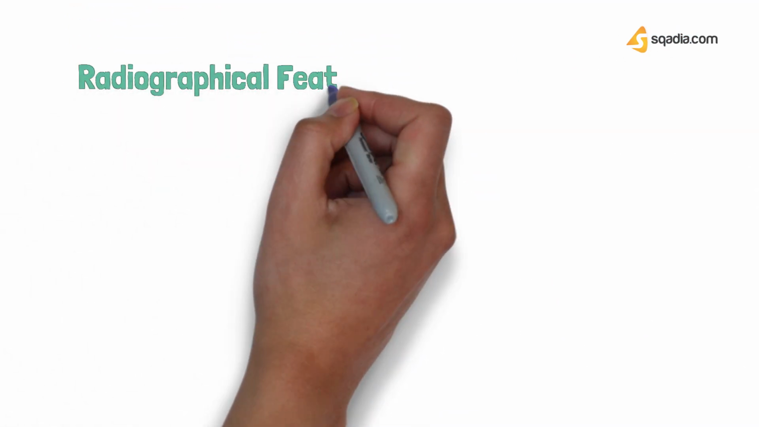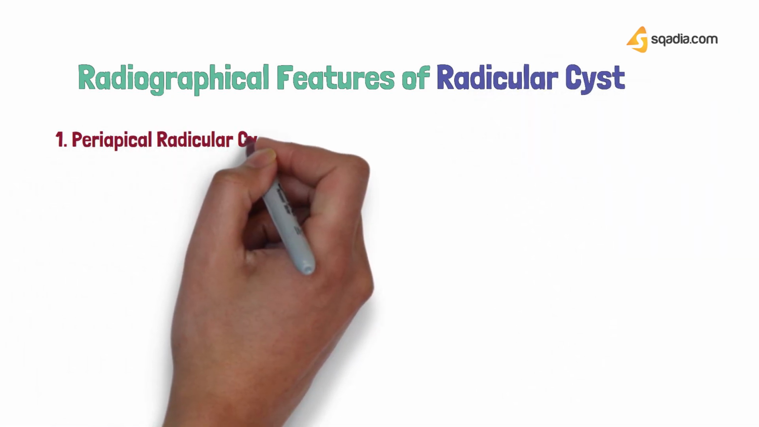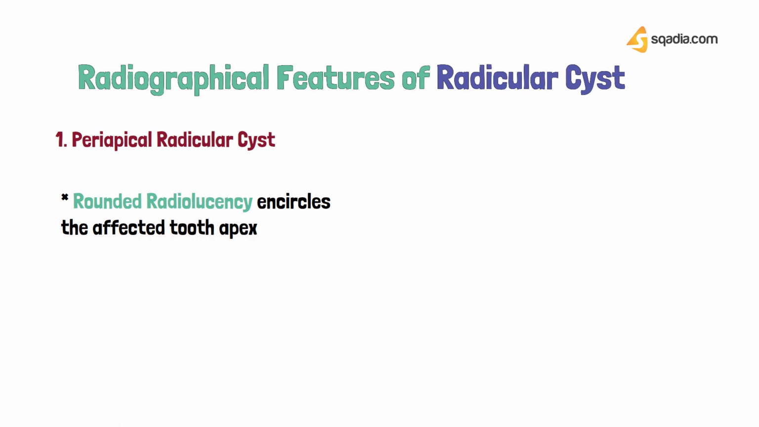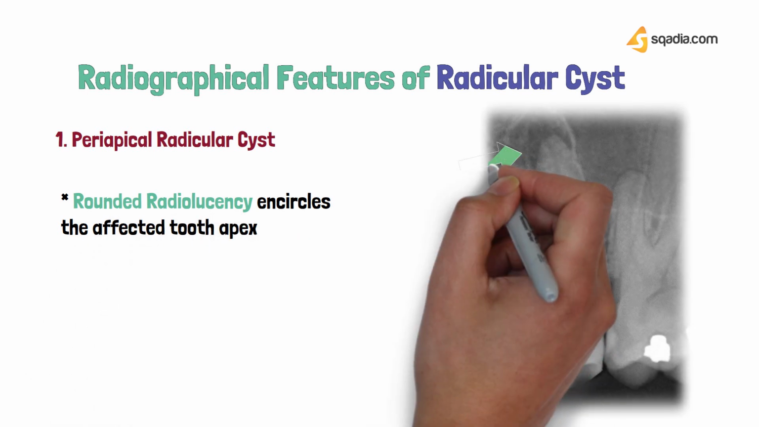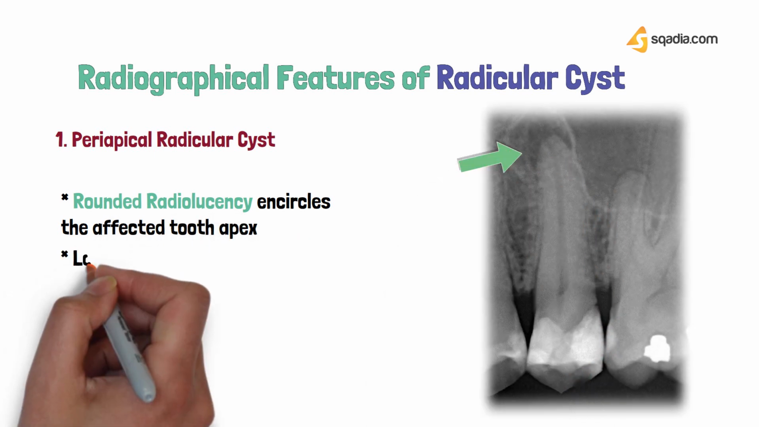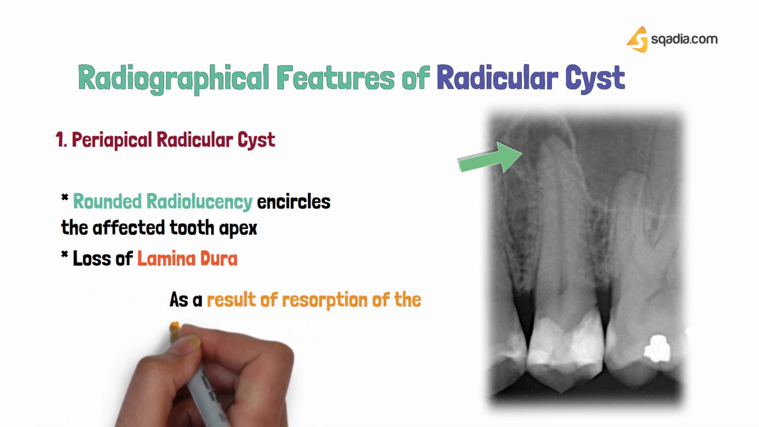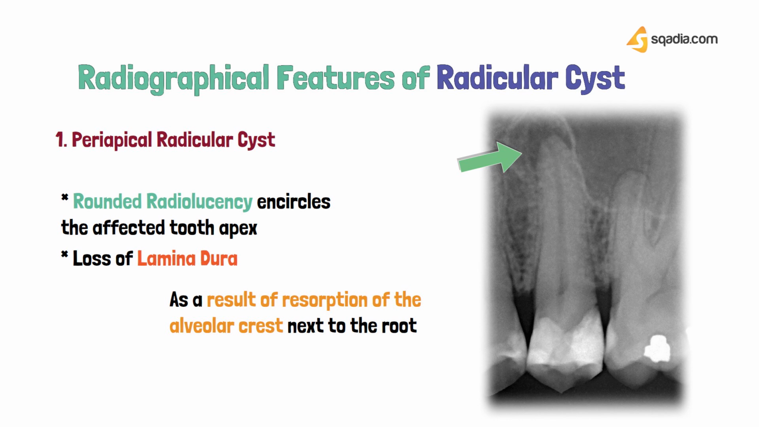Now let's look at the radiographical features. The periapical radicular cyst usually presents as a round radiolucency which encircles the affected tooth apex. There is also loss of lamina dura. Lamina dura is basically a radiographical feature. We can only see this on the radiograph. It is basically the alveolar crust which surrounds the root of the tooth.